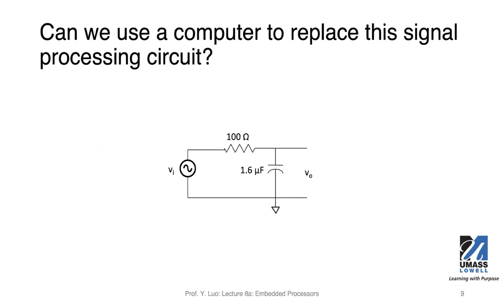This is a circuit that you may have seen in your prior circuit theory class. It's a very simple passive low-pass filter. We have a resistor connected to a capacitor in series. We have an input signal, Vi, and an output signal, Vo. What this circuit does is apply some processing, this so-called filtering, on the input signal, which we assume is a sinusoidal signal carrying different frequencies. This passive low-pass filter will be able to filter out the frequency band beyond a certain cutoff frequency.